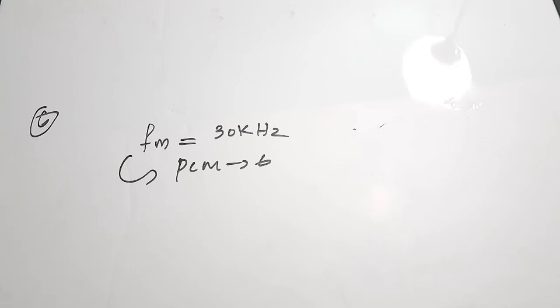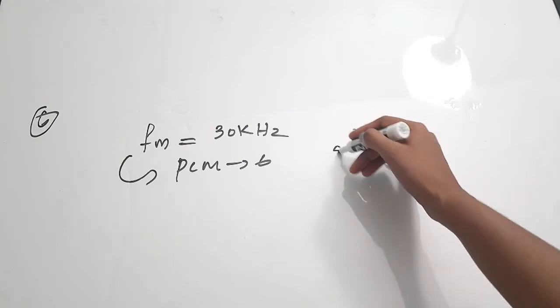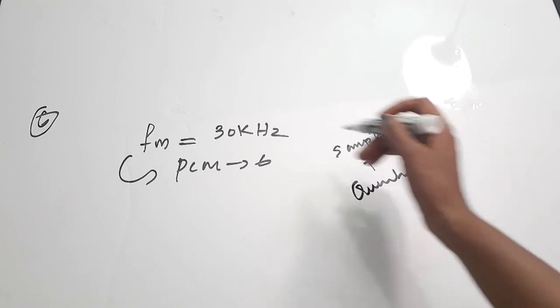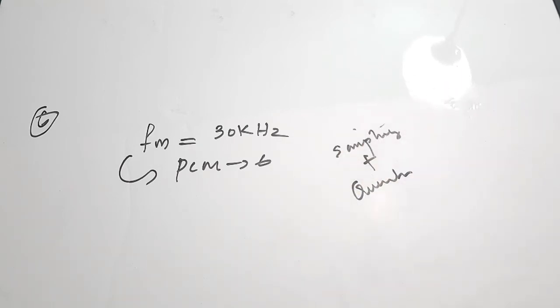In order to digitize a signal, we have to perform two things. One is sampling. Second one is quantizing, right? So, we have to perform both these things. Now, the question is, what will be the rate of the digital signal generated? We are not being asked sampling, or quantizing. We need to find the rate of the digital signal generated. So, first we have to sample the signal.